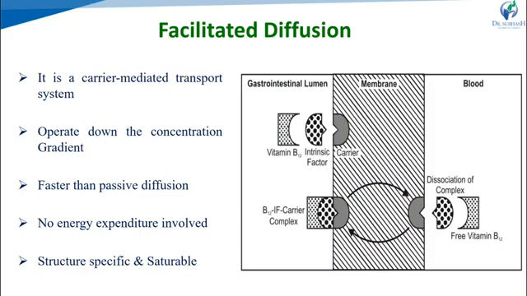In the figure, the example is given. Vitamin B12 and intrinsic factor bind or complex with the carrier, and that carrier drug complex reaches the other side, the blood, and dissociates, releasing free vitamin B12.